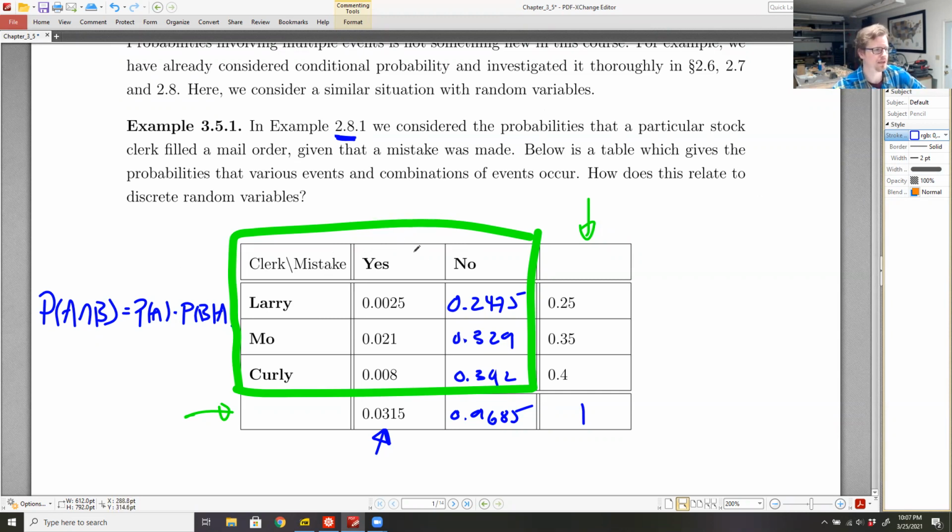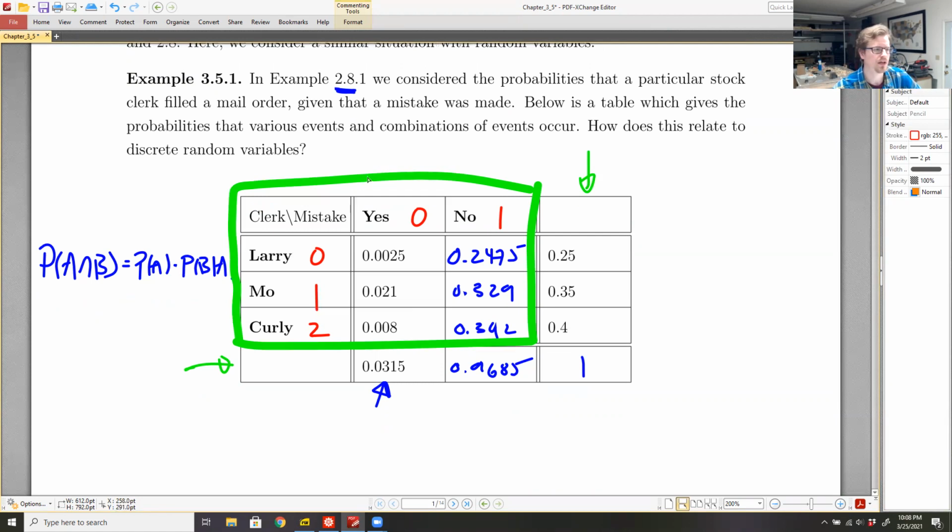So we could say, let's use a different color here, that yes is a 0, and no is a 1. Larry is 0, Mo is 1, Curly is 2. Using that, we can call this variable x, call this variable y, and now we have discrete random variable x and discrete random variable y. Okay, and this is their probability distribution.